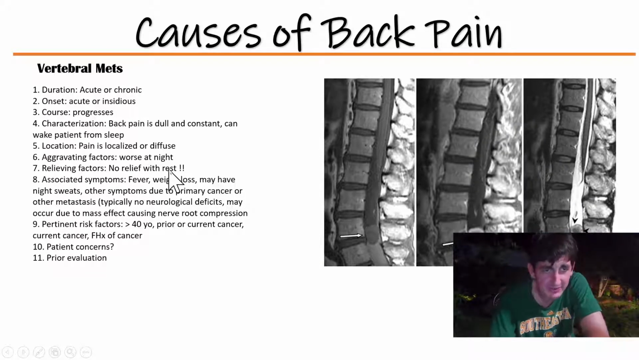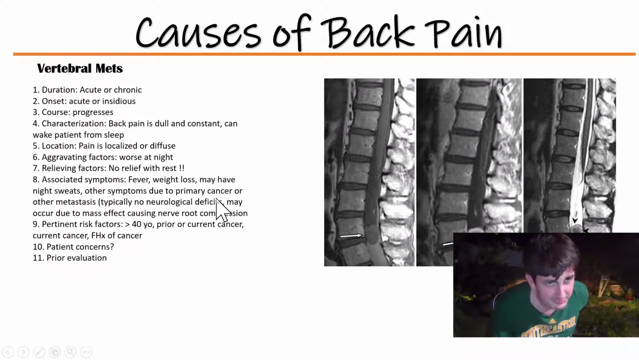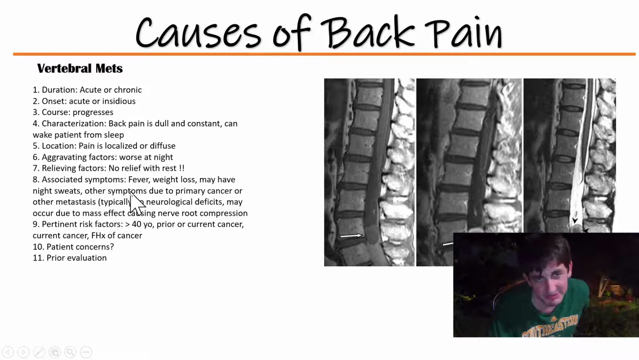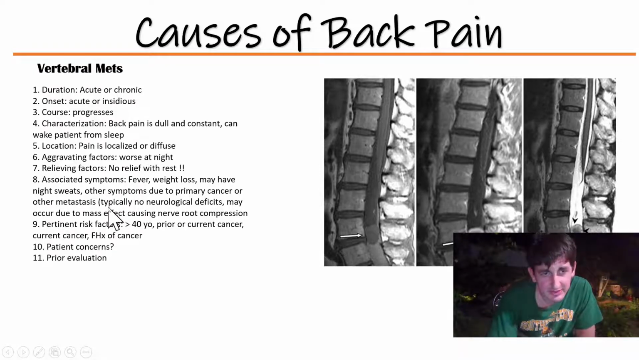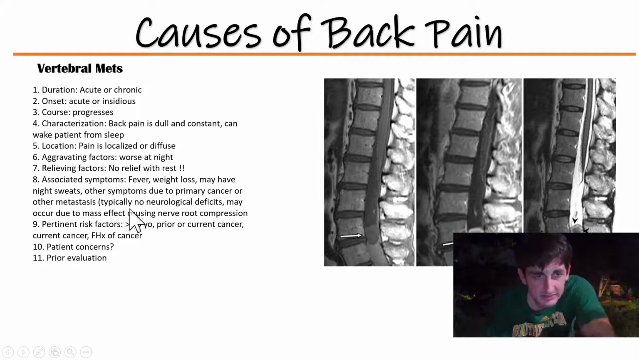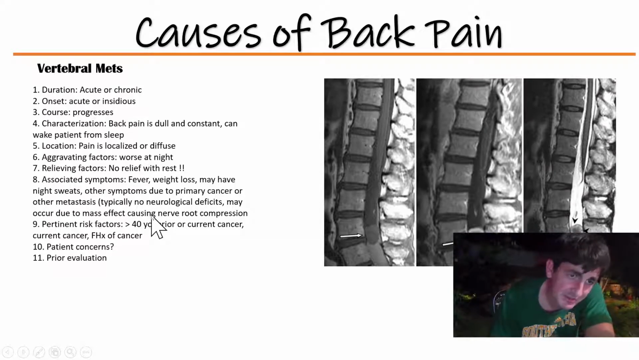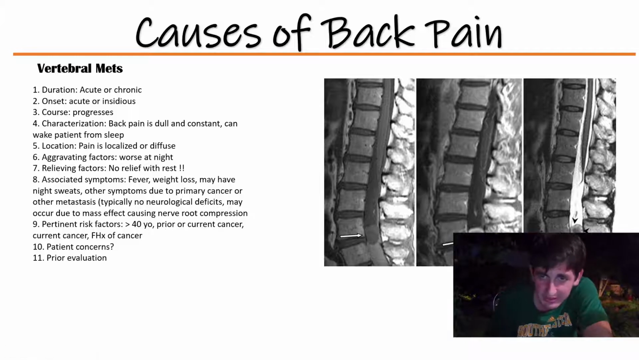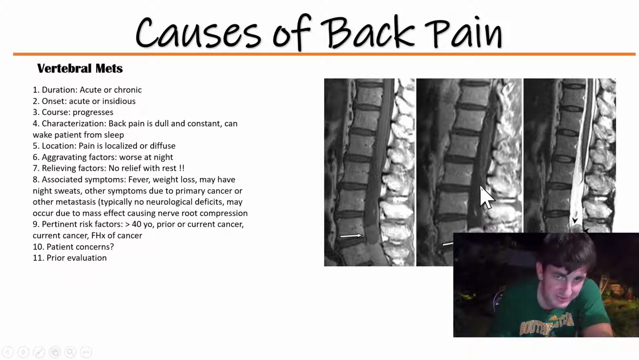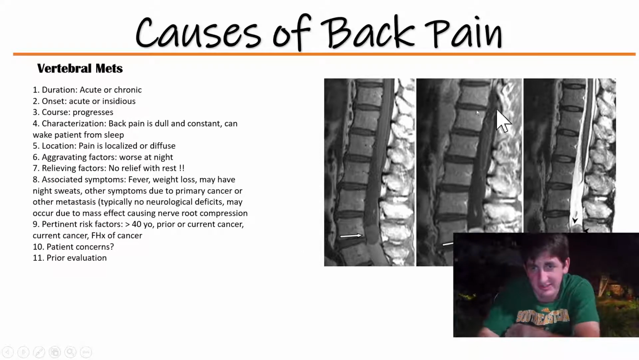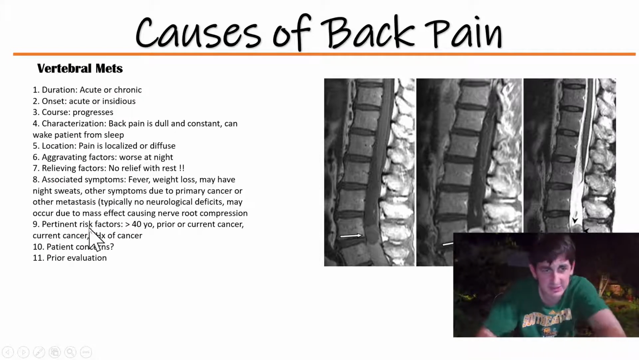Associated symptoms, fever, weight loss, might have night sweats, lymphoma, multiple myeloma, or other symptoms due to the primary cancer or other sites where there are mets. Typically, there's no neurological deficits, but they may occur due to mass effect if there's some nerve root compression going on. Also, we're talking here vertebral mets, so I'm assuming they can be in the vertebral body. It can be intramedullary, extramedullary, intradural, extradural. So you can have a leptomeningeal. So some of these can cause radicular pain and other things. It depends where it's located, right? And how large it is.